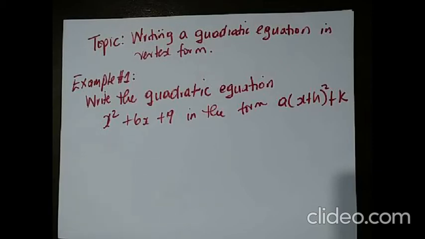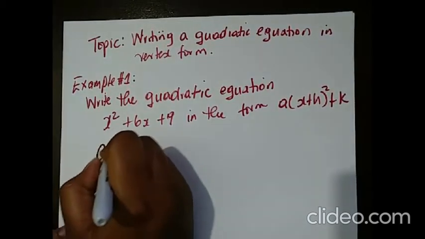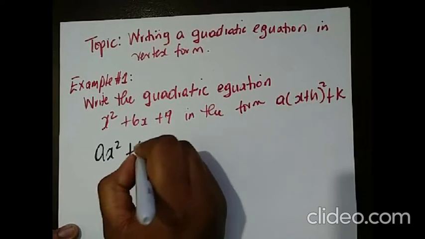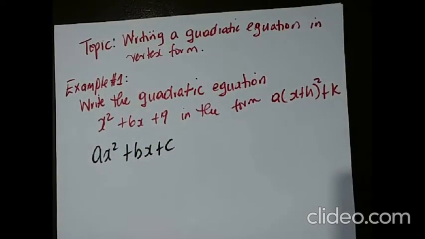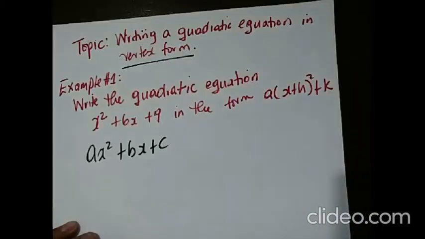Hi guys, today we're going to look at writing a quadratic equation in the vertex form. Now we have already established from our last video that all quadratic equations have a standard form, which is known as ax squared plus bx plus c. Now today we're seeing a new terminology, and it says vertex form.